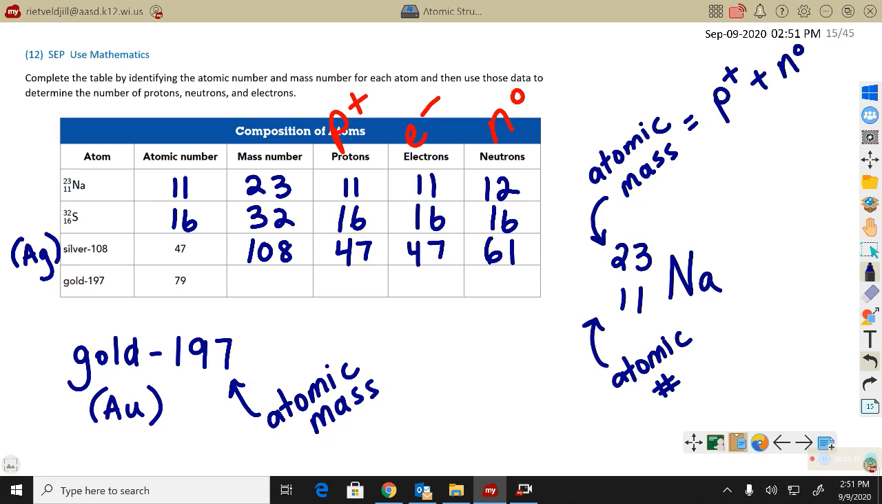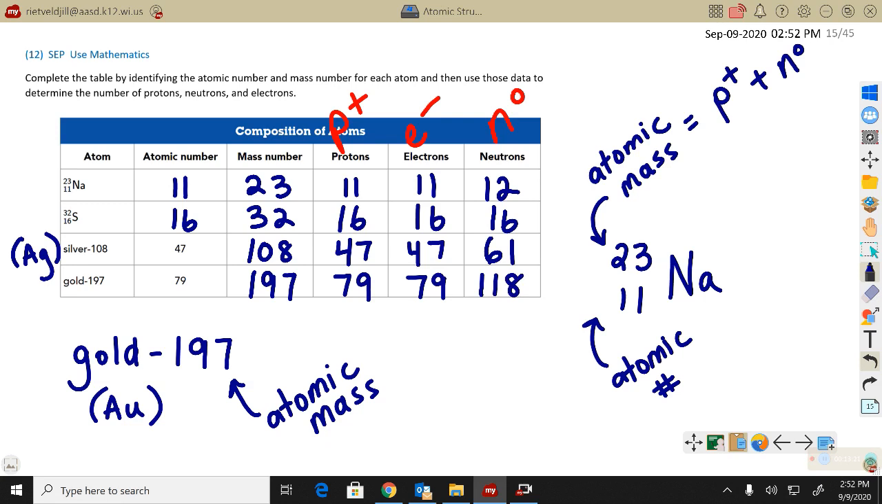Similar with gold. If I look in the box, yep, gold is number 79. Its mass is darn close to 197. There would be 79 positive protons, 79 negative electrons, and if you have to pull out a calculator, you can. Now we're going to subtract. So we'll say 197 is the mass. I'm going to subtract off the protons, and what's left should be the number of neutrons. I'm getting 118. Whoa! That's a lot of neutrons, right?